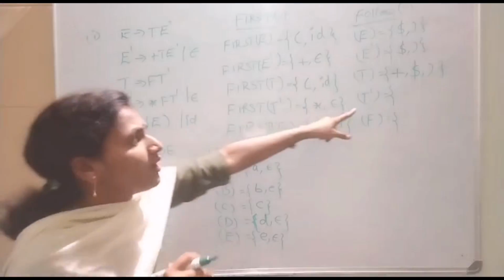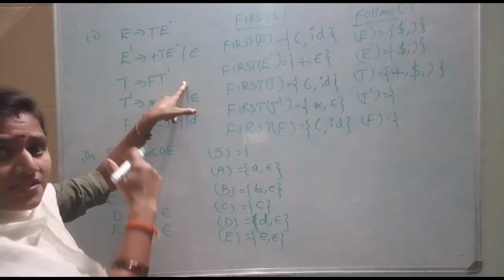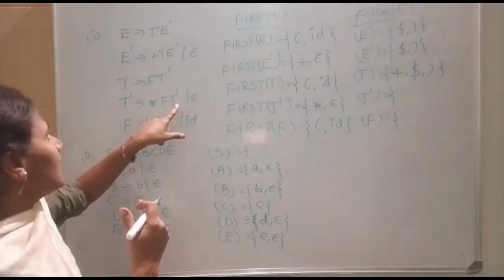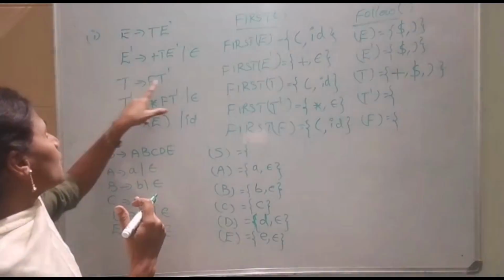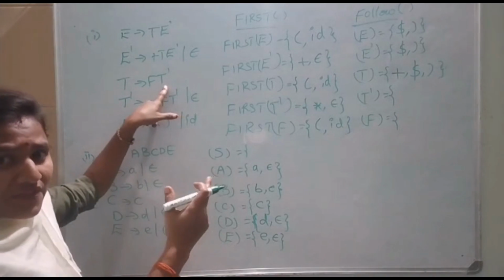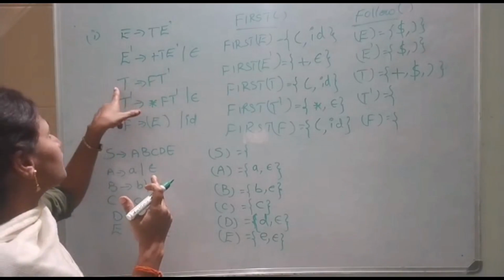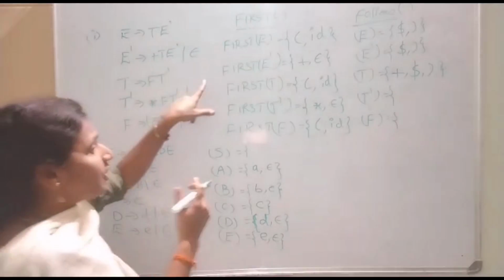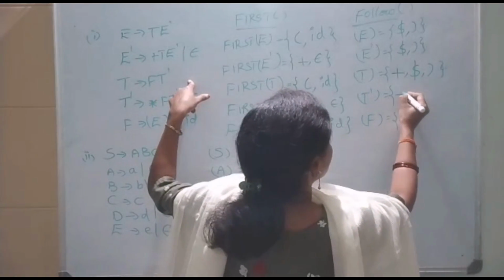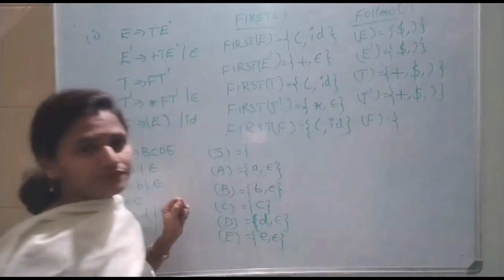Right. Now, go for follow of T dash. Whether T dash is defined in the RHS of any one of the productions? Yes. Third production, okay, and fourth production as well. So, T derives F T dash. Here T dash is the end symbol in that production, which means that follow of T dash equals follow of T. What is follow of T here? Plus, dollar and right parenthesis.